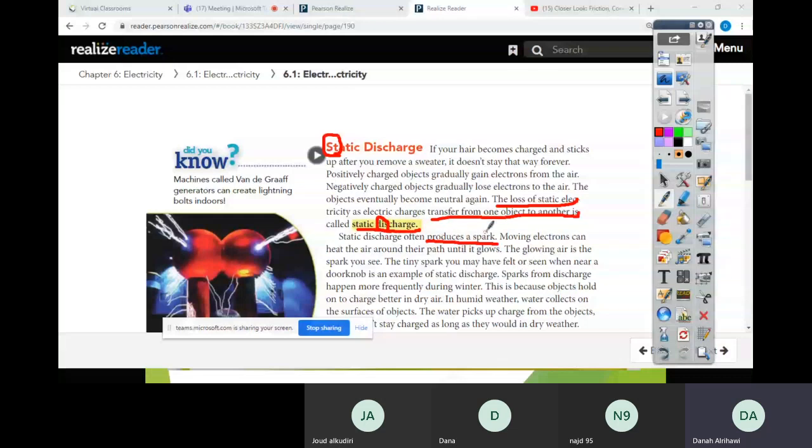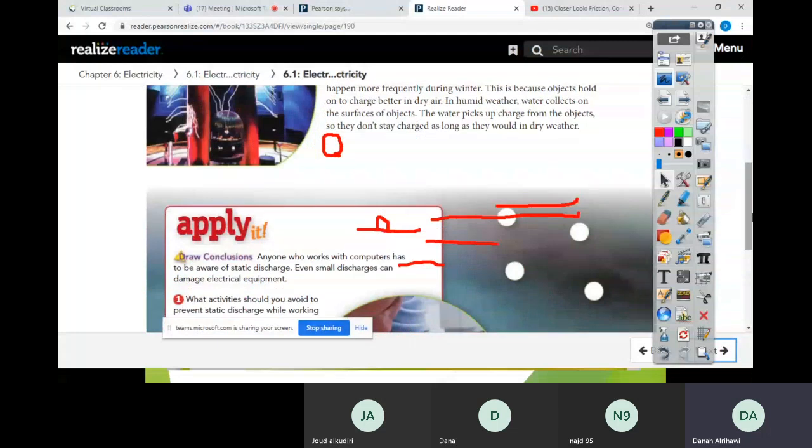I just want to give you some examples of this. Sometimes you feel the sparks when you touch the doorknob. The tiny sparks you may have felt or seen near a doorknob are an example of static discharge. You just touch a doorknob, you can feel it. Also, if you push a cart for a long time, you can feel this too.